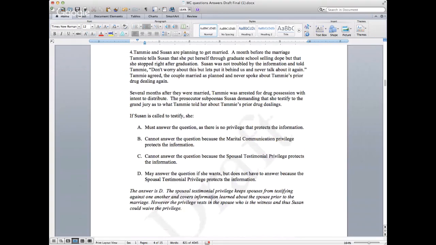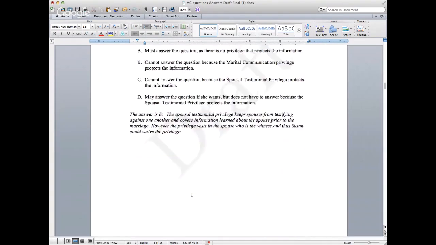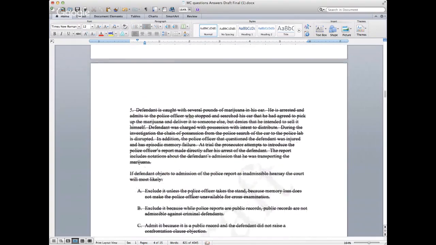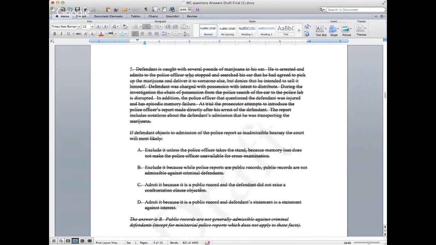If there are any questions about question 4. Moving on to question 5. But as you could see, I marked out question 5, because question 5 is about public records, and public records are not going to be on this final exam. So if you didn't know, now you know. Question 5 is gone.